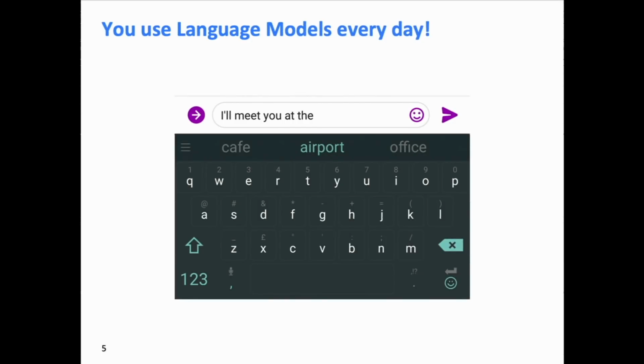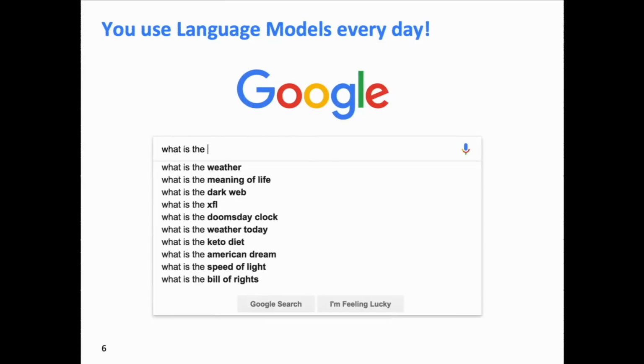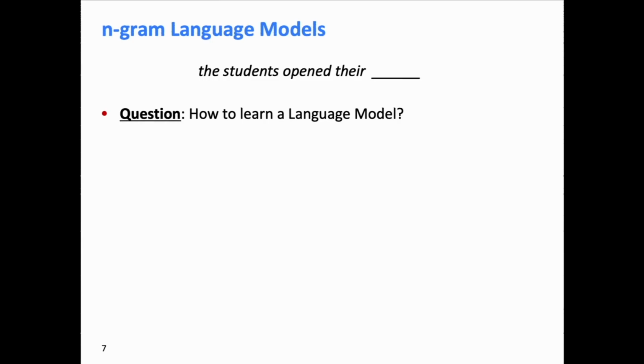In fact, you use language models every day. For example, when you're texting on your phone and you're writing a message, then most likely if you have a smartphone, it will be predicting what word you might be about to say. So if you say, "I'll meet you at the," your phone might suggest perhaps you mean airport or cafe or office, for example. Another situation in which you use language models every day is when you search for something on the internet, for example Google, and you start typing your query, then Google tries to complete your query for you. And that's language modeling. It's predicting what word or words might come next. So that's what a language model is.